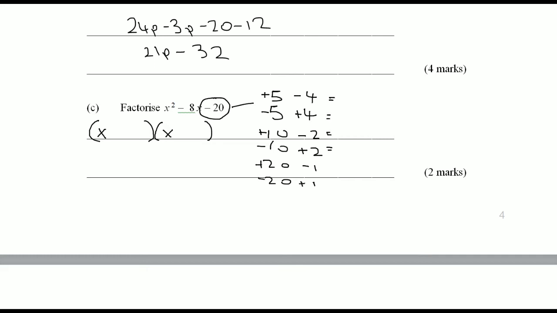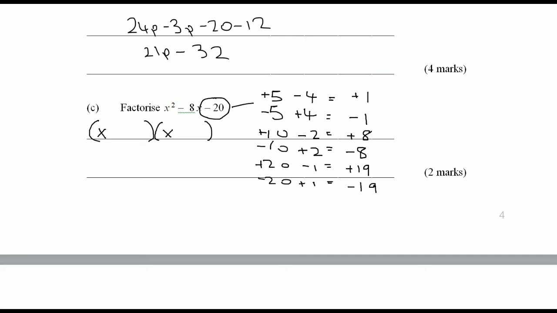If I add these across, plus 5 minus 4 is plus 1. Minus 5 plus 4 is minus 1. Plus 10 minus 2 is plus 8. Minus 10 plus 2 is minus 8. Plus 20 minus 1 is plus 19. And lastly, minus 20 plus 1 is minus 19.